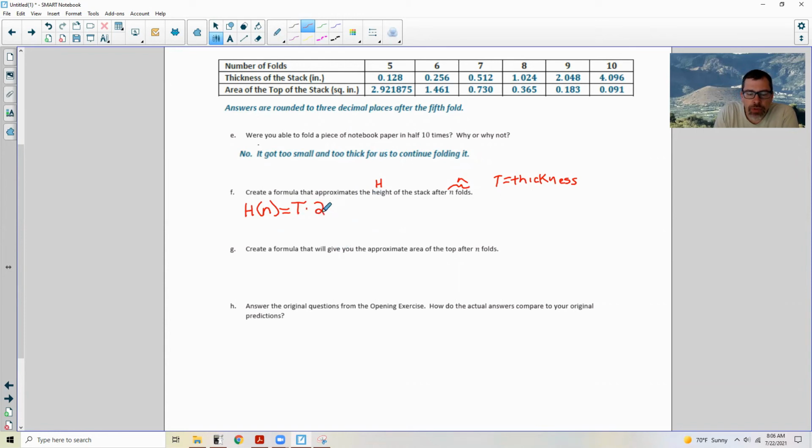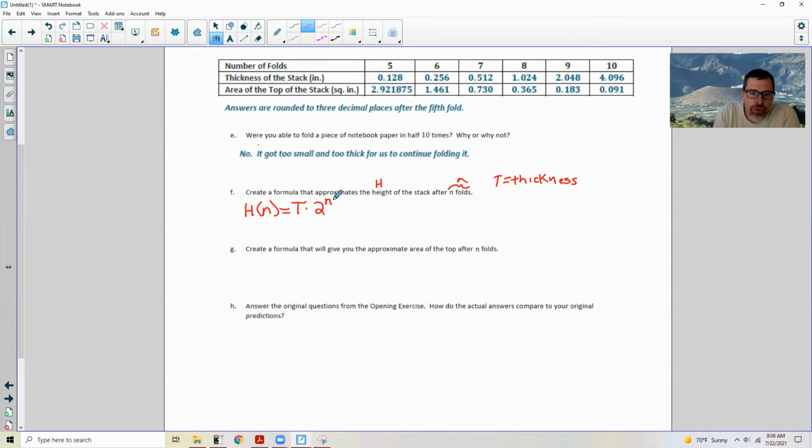Okay, 2 to the 0 is 1, 2 to the first power is 2, 2 squared is 4, 2 to the third power is 8. So it's doubling every time. So it's going to be to the power of n, the number of folds.